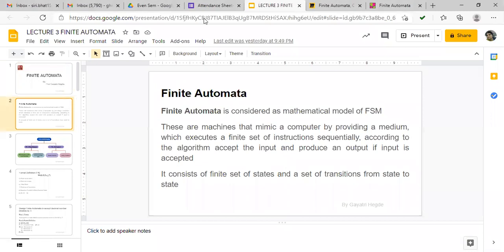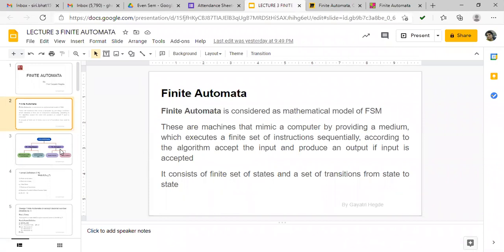Students, if you remember, please put it in the chat. Finite automata can be divided broadly into two categories. Do you remember that? What is it? Anyone of you? I hope I am audible, students. My screen is visible. Yes, ma'am. Okay, thank you.